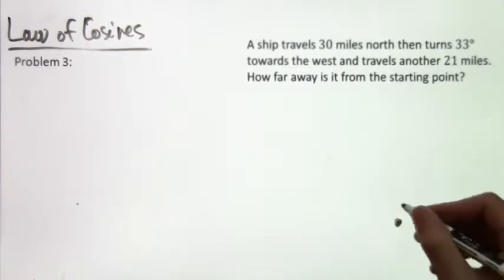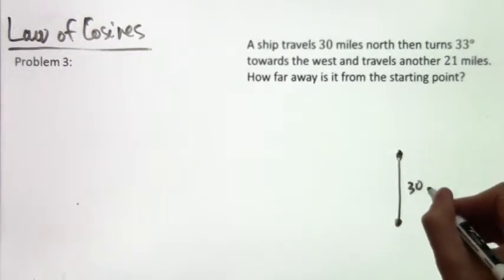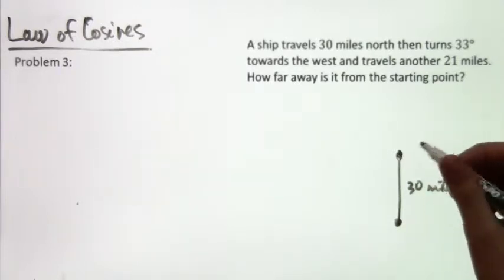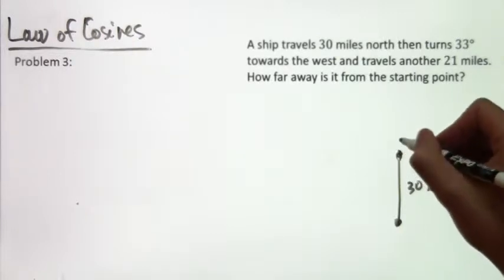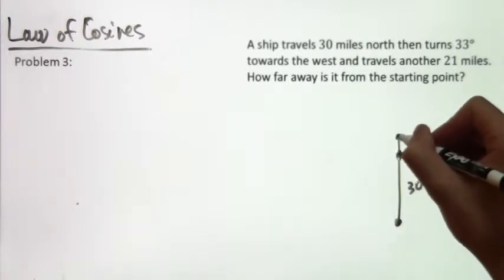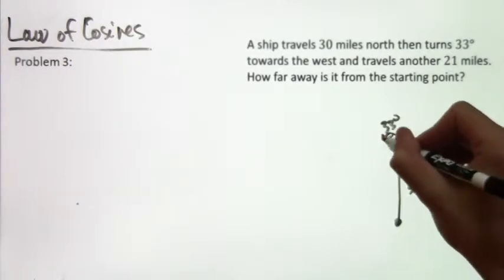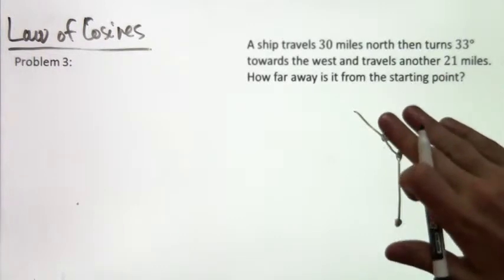Problems like these can't really be solved unless you draw a diagram, so we're going to do that. It travels 30 miles north, and then it turns 33 degrees towards the west. So here's the original direction of the ship, and then that is 33 degrees, and that is now its new direction, and it goes 21 miles in this direction.